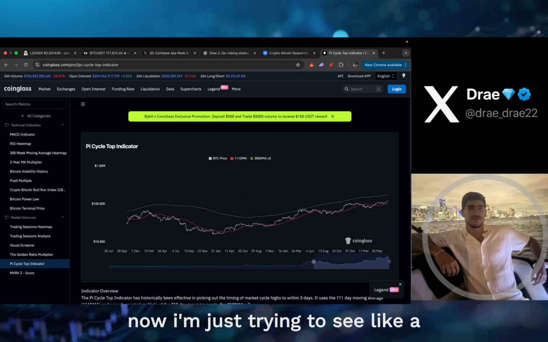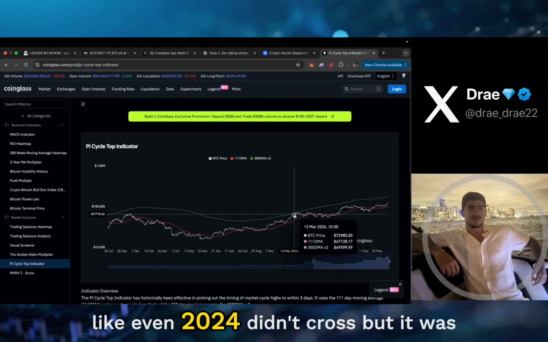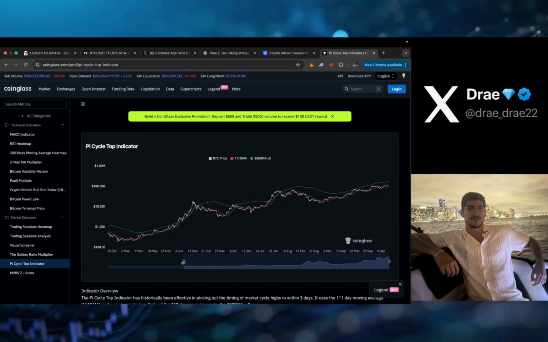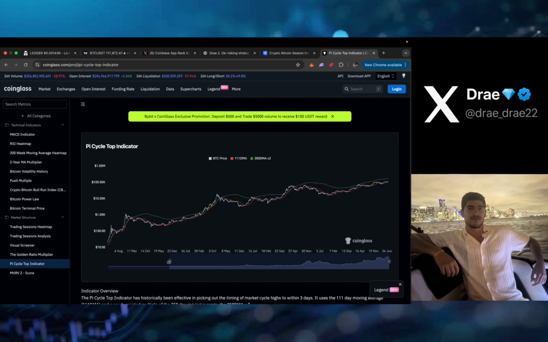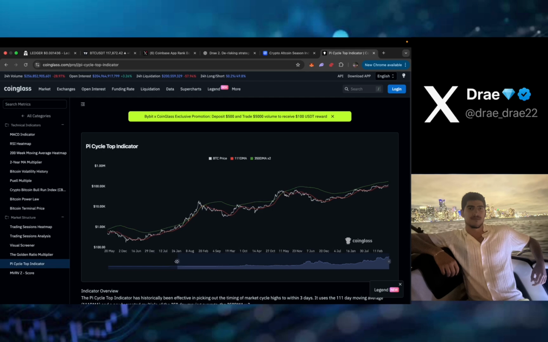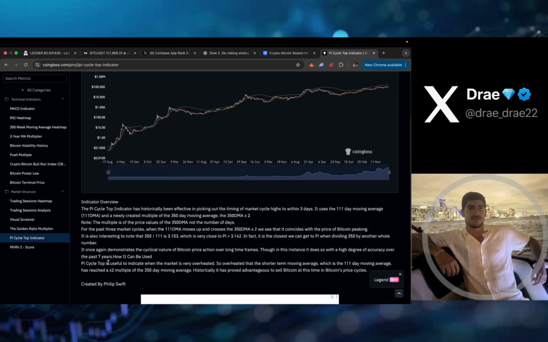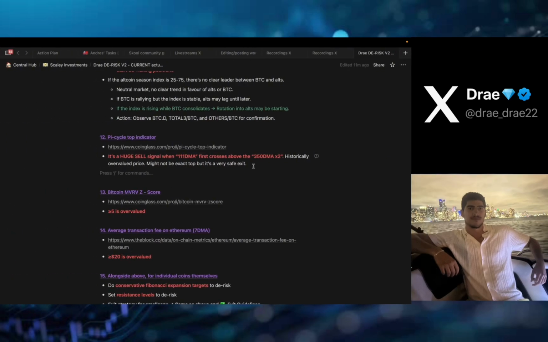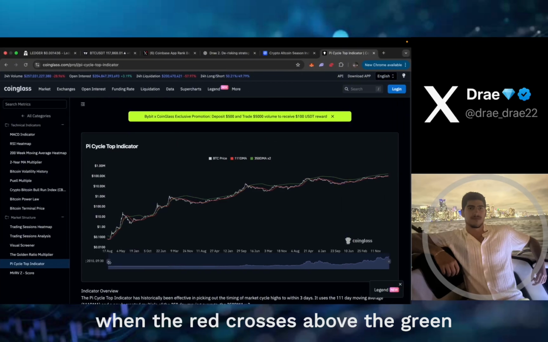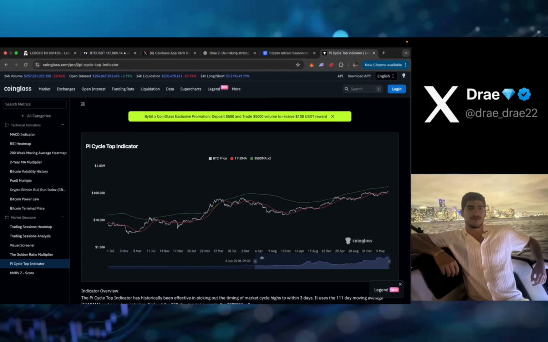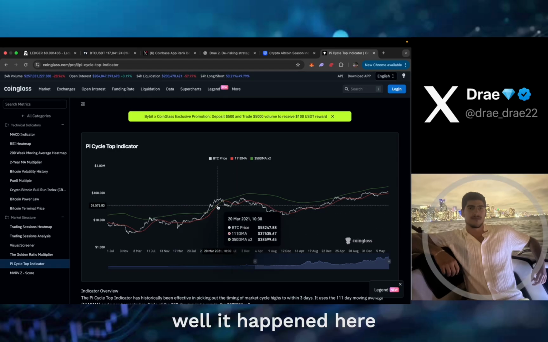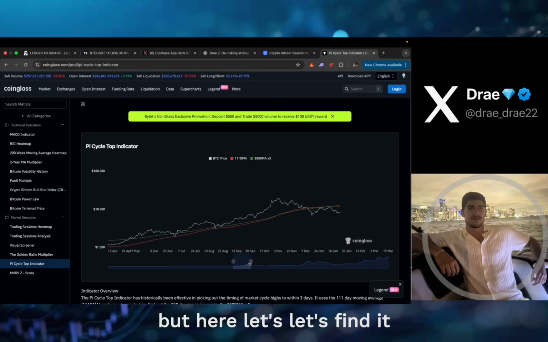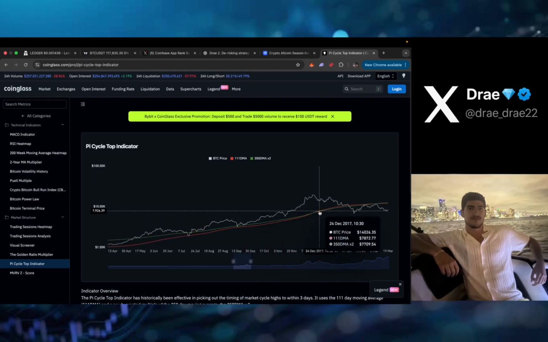Now I'm just trying to see, even in 2024 it didn't cross. Okay, so it's when the red crosses above the green. Well, it happened here. It did happen here indeed. But yeah, let's find it. It was around here or something.